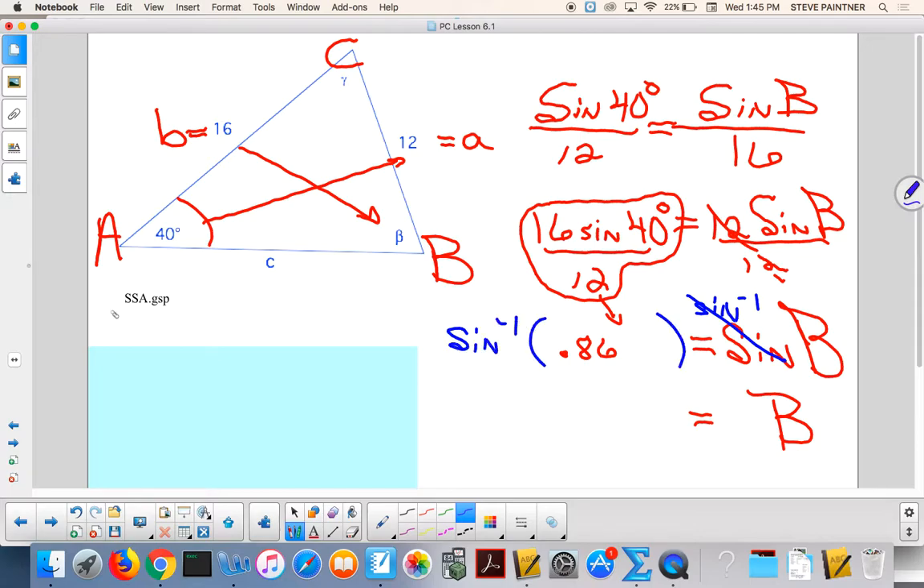Now, Chloe rounded to 0.86. What if I went a little further? What if I went a little further yet? The answers get more and more precise. Is there a way I can drop the whole answer in there? Yes. Do you guys have an answer button?